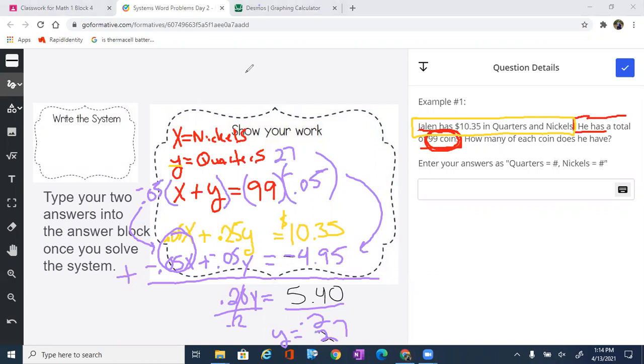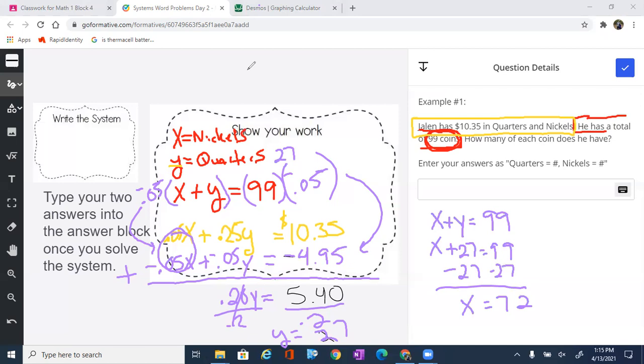Okay, and now in order to find the nickels, we just go back to the easy equation that we had, which is X plus Y equals 99. I always go to the easy equation, and I'm going to plug in how many quarters there are, which is 27. So X plus 27 equals 99. Subtract off 27, and we get 72. X equals 72. So now we have to remember, what is that? 72 is the number of nickels.